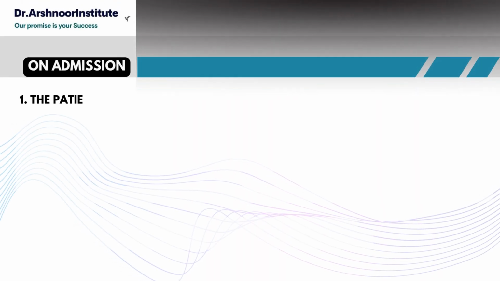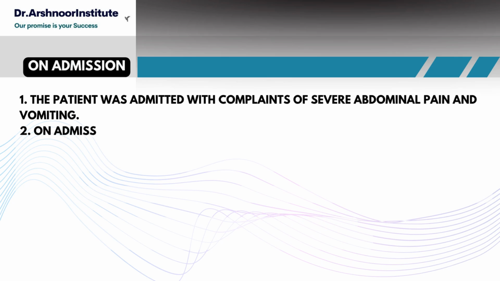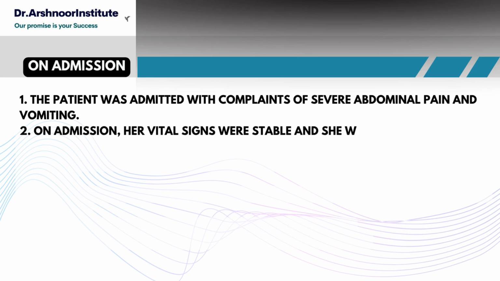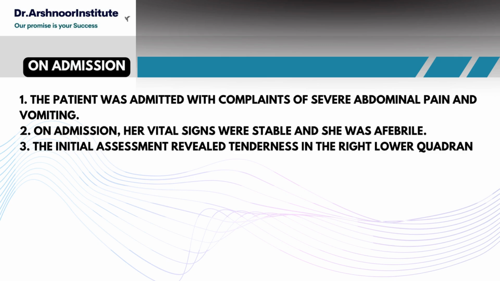The first part which I'm taking today is on admission. Let's see the examples. Here are some excellent sentences you can use when the patient is admitted to the hospital. The patient was admitted with complaints of severe abdominal pain and vomiting. On admission, her vital signs were stable and she was afebrile. The initial assessment revealed tenderness in the right lower quadrant.